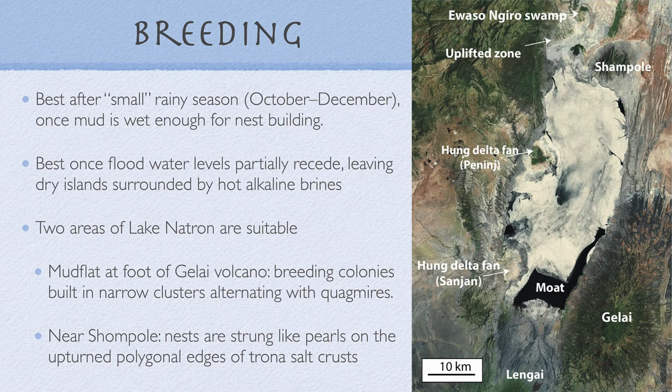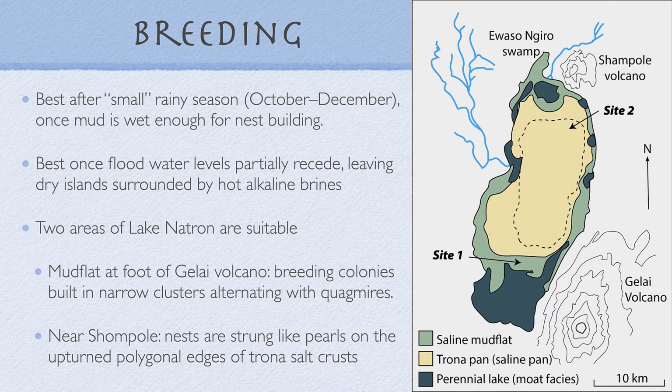And breeding is done most efficiently in years where floodwaters have only partially receded from the lake, leaving regions of dry islands still surrounded by hot alkaline brines. And there are actually two areas that are suitable as breeding sites in the lake. One is in the south at the foot of the Gilai volcano, where in the central portions of the lake, behind what's called a moat unit or a moat facies, a perennial alkaline brine lake, breeding takes place in the central positions of the lake behind that moat. And this is site 1 in this particular image.